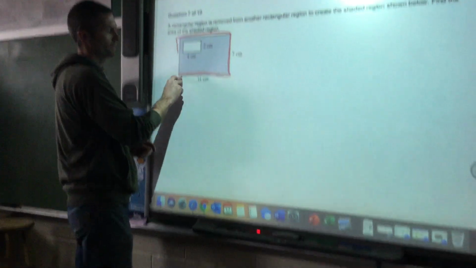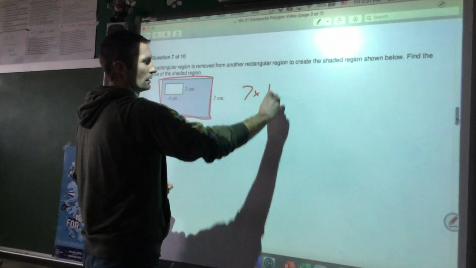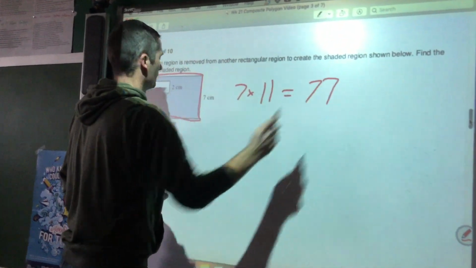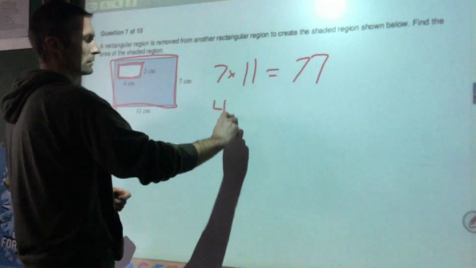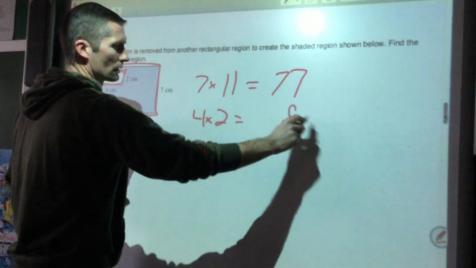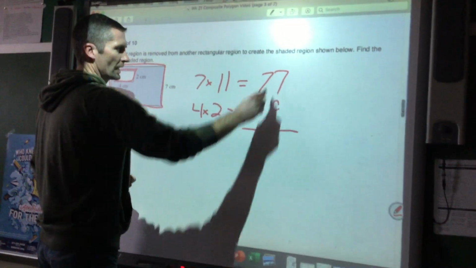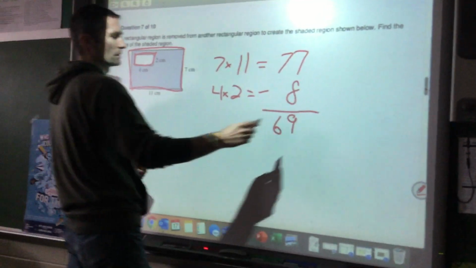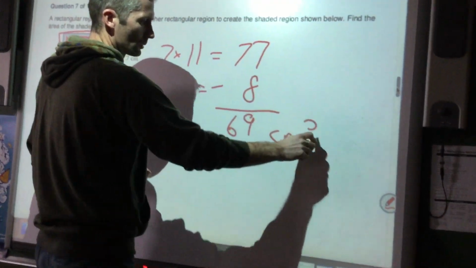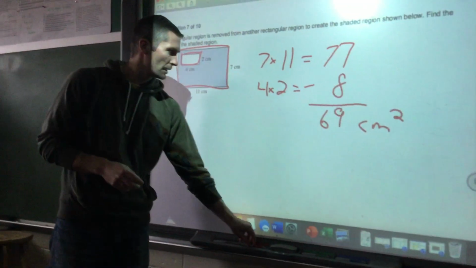shaded area, 7 times 11, which is 77. And then we're going to take out the little, 4 times 2, which is 8. So 77 minus 8 is 69 centimeters square. We're talking square when we're talking area.